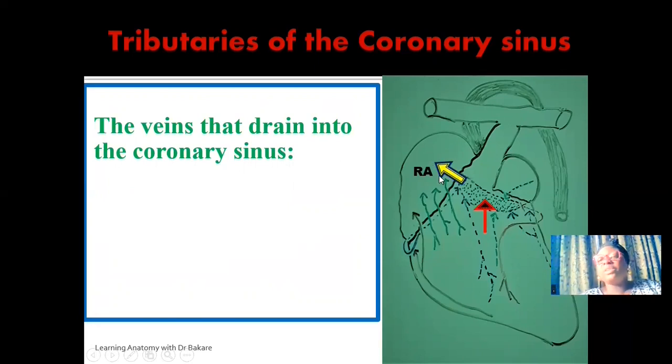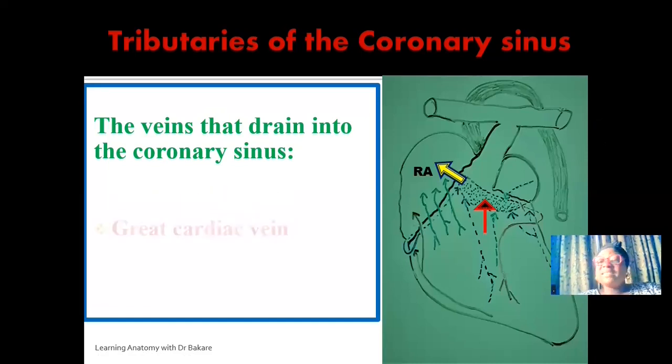From the right atrium, we know that it will go to the right ventricle, then the pulmonary artery, which will now deliver the deoxygenated blood into the lungs. So let's go to the tributaries of the coronary sinus, which are the venous branches that deliver deoxygenated blood directly into the coronary sinus before it is then taken into the right atrium.